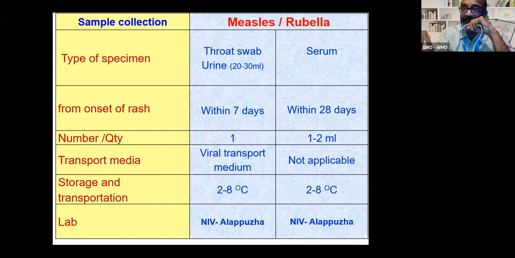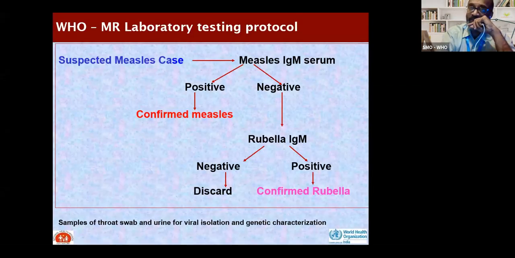And if it's a throat swab, it should reach the lab in a transport medium, which is a viral transport medium, the same transport medium which we use for COVID testing. And all the other districts give it to NIV Alappuzha except Trivandrum. For Trivandrum, we have State Public Health Lab as an accredited lab. And this is what the lab does.